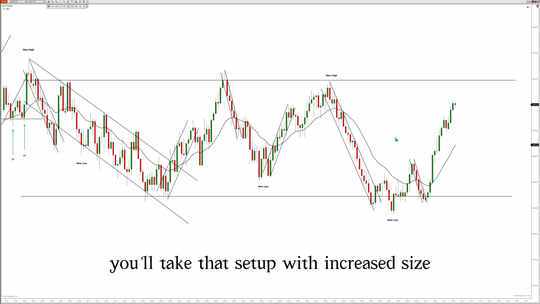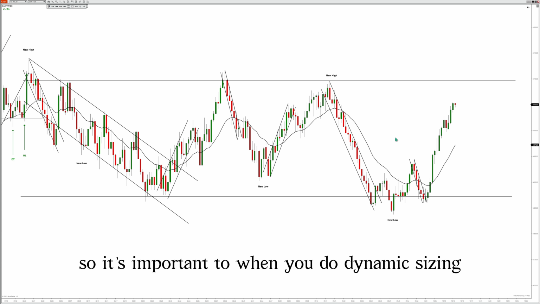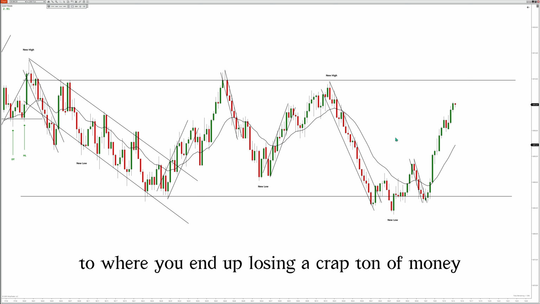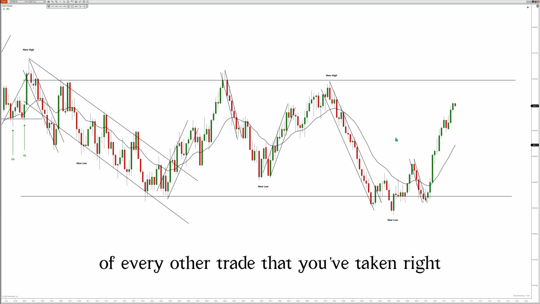You'll take that setup with increased size and it'll still lose, right? That's just the game of trading. So it's important, when you do dynamic size, that you don't size too big to where you end up losing a crap ton of money, because every trade is independent of every other trade that you've taken.